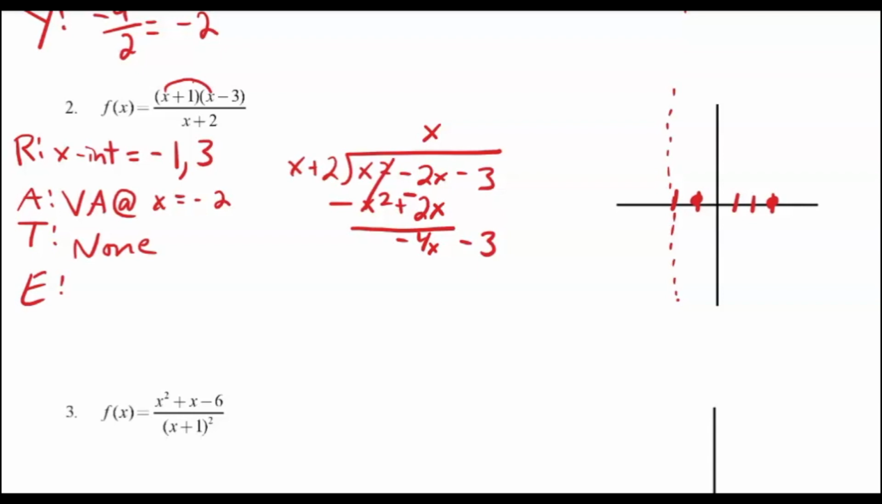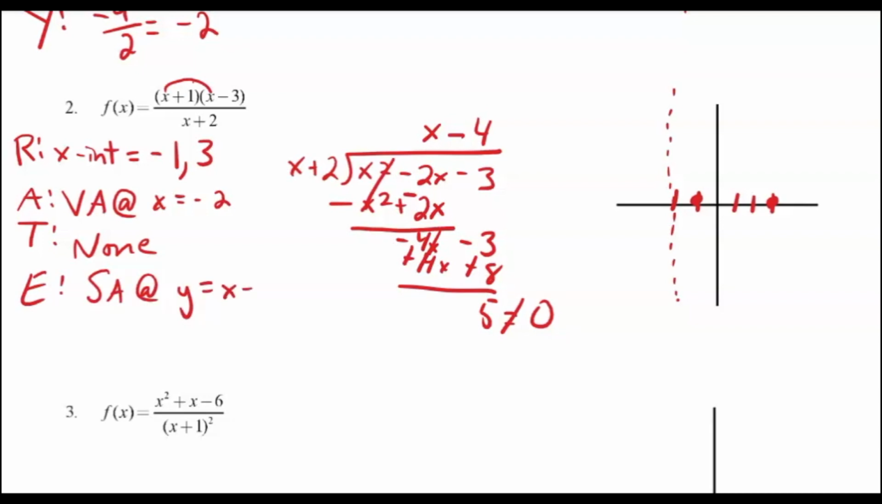And then x goes into -4x, -4 times. So that'll be -4x minus 8. Draw your line, change your signs. Those cancel out, and you're left with 5. If you wanted to see if it intersected, you would just set the remainder equal to 0, but there's no way that happens, so it does not intersect its asymptote. So that means for the end behavior, we have a slant asymptote at y equals x minus 4.